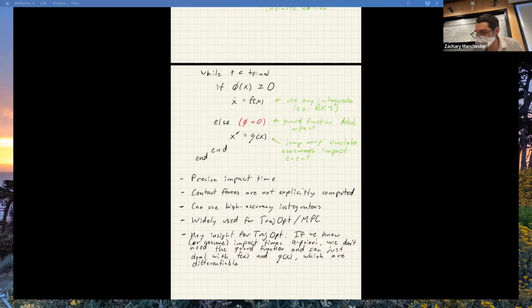So one way to think about this is if you assume the touchdown and liftoff times for the feet and bake them into the problem statement that you hand the solver, you're really only optimizing over the smooth arcs between the impacts. And that's nice and smooth, and that's all differentiable, and life is good, right?